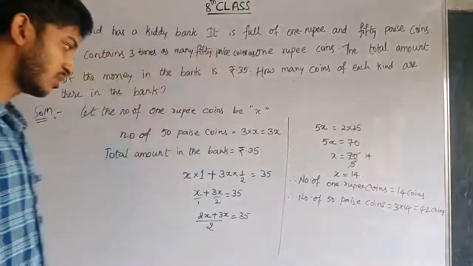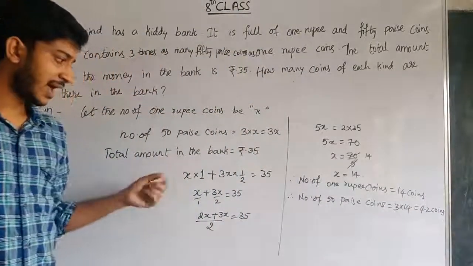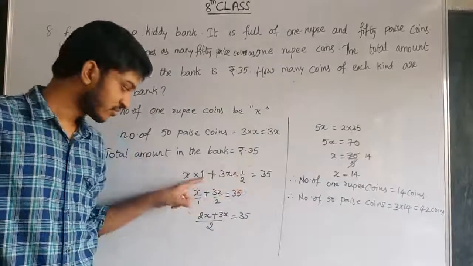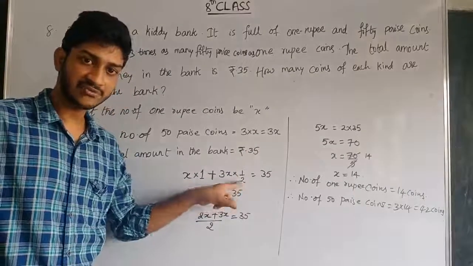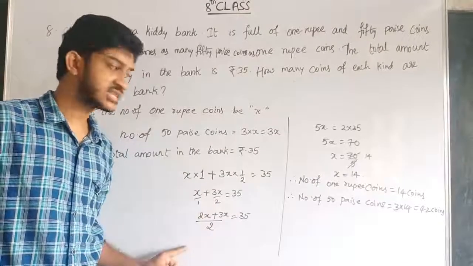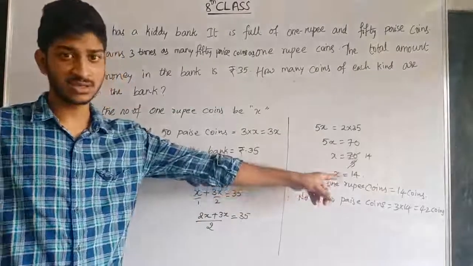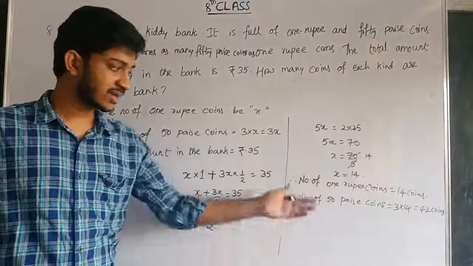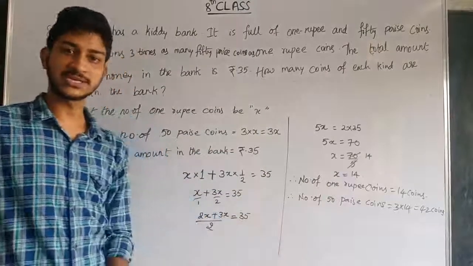So if you observe here, I am writing this 35 as the sum of 1 rupee coins and half rupee coins. Half rupee means 50 paisa. Then I got the equation, then I am solving this equation, then I got the number of 1 rupee coins. From that I got the 50 paisa coins. Okay children?